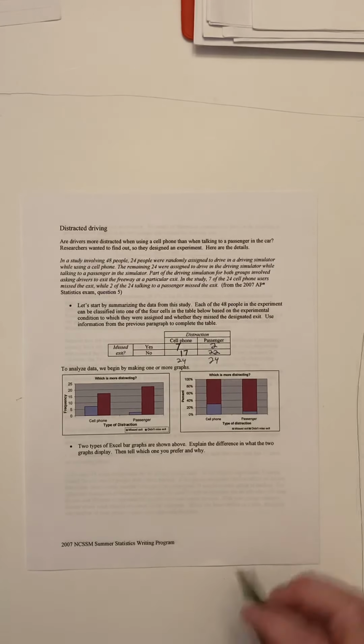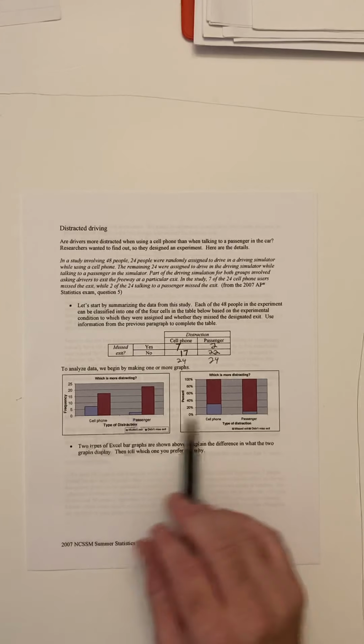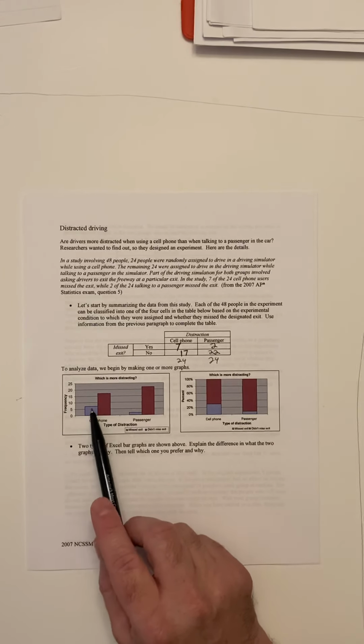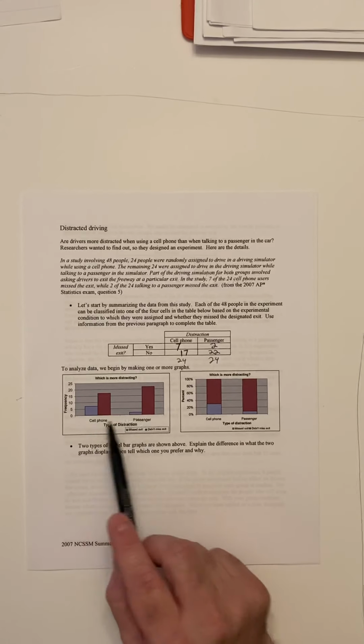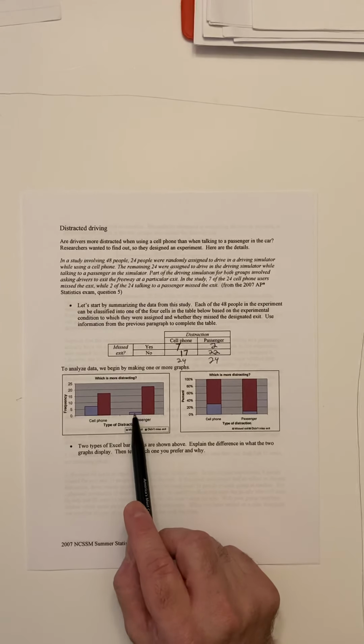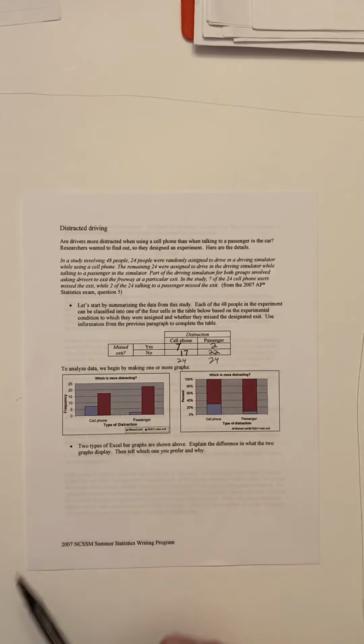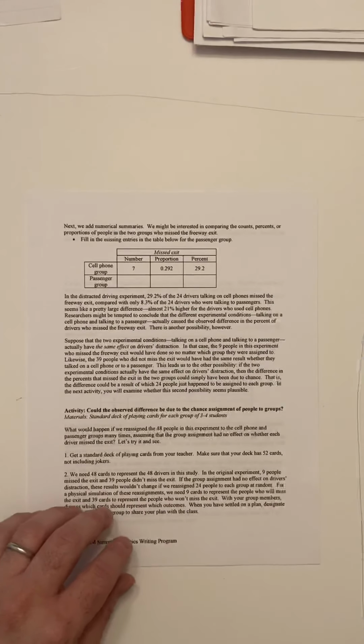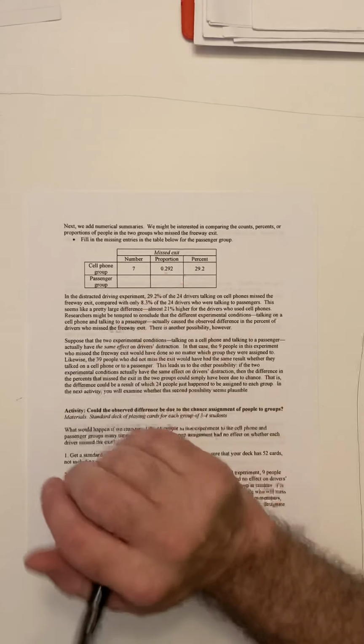Okay, so we can see, and these charts will show you percentages, that the percentage of cell phone users that missed the exit is greater than the percentage of the volunteers with passengers. Okay, so what we're going to do now is we're going to take a look at another table. So here, let's just take a look at percentages.